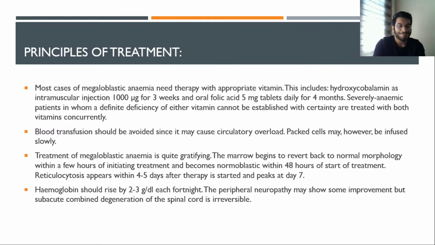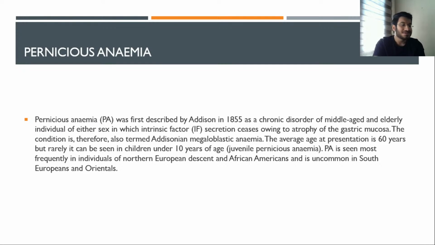Right? Then pernicious anemia. So guys, pernicious anemia is same as megaloblastic anemia, but in this it is autoimmune. Pernicious anemia was first described by Addison, so it is sometimes regarded as pernicious and Addison's anemia, a chronic disorder of the middle-aged and elderly individual of either sex in which intrinsic factor secretion ceases owing to atrophy of the gastric mucosa. The condition is therefore also termed as Addisonian megaloblastic anemia.